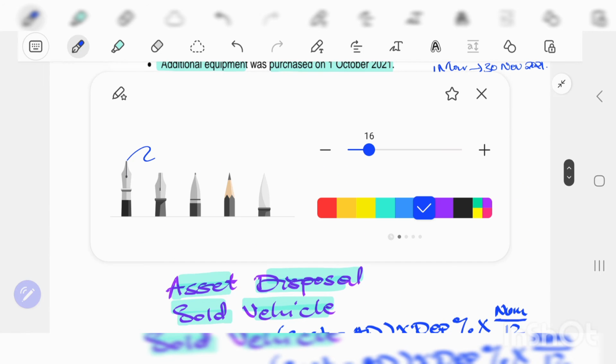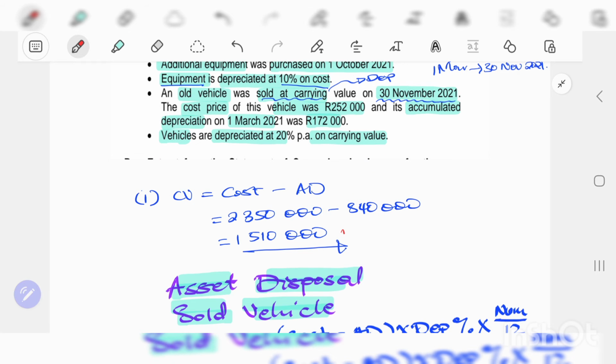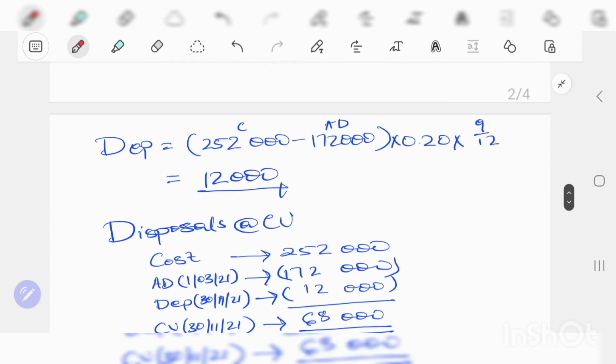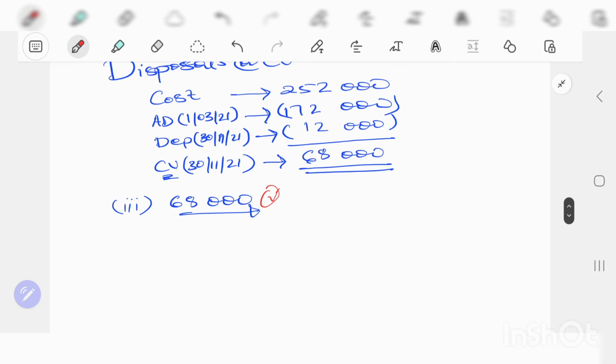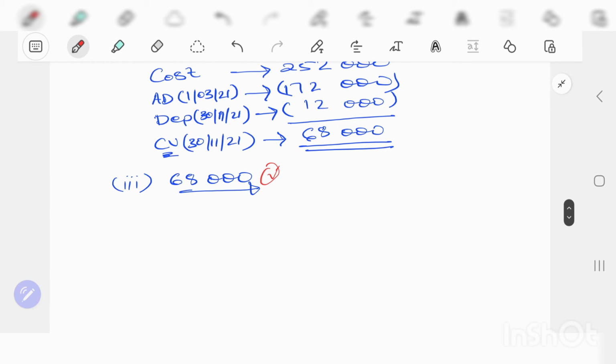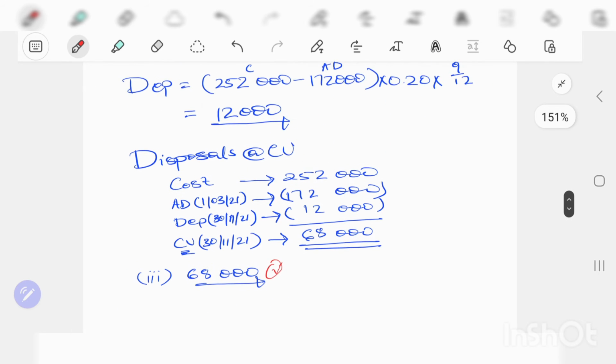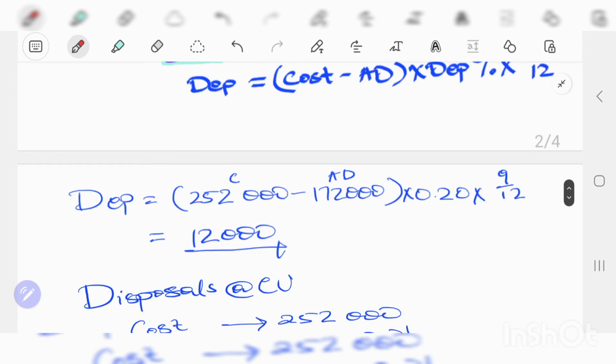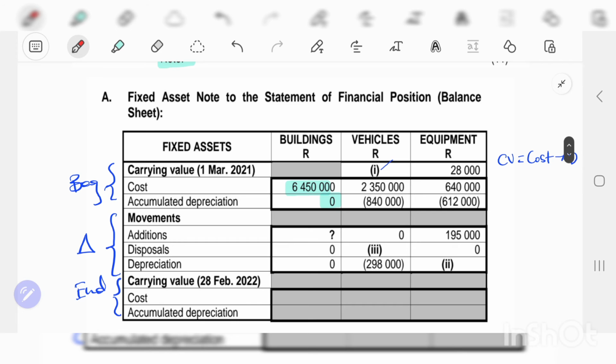So we have found number 1, which is 1,510,000, sorry. And then number 3, which is 68,000. So number 2, how do we work out number 2? It's a very tricky question, and we should be very careful when we are working with number 2. Okay, let's do it again. So there you are expected to calculate the depreciation of number 2. Okay. So let's start by looking at these two figures.